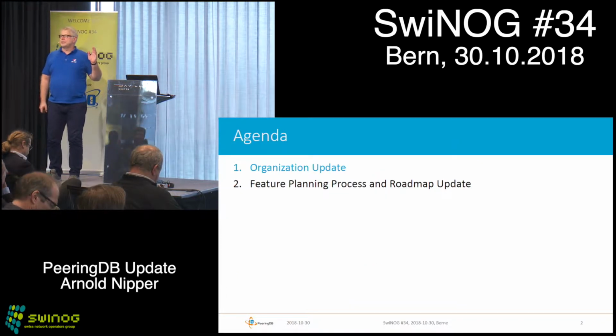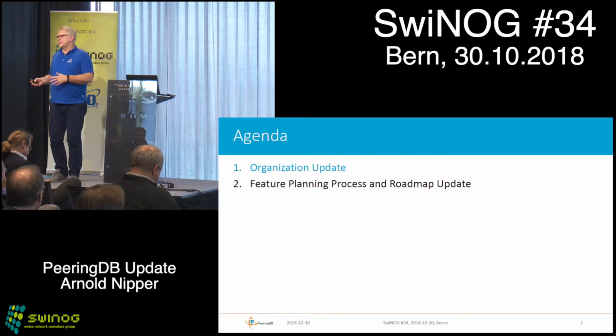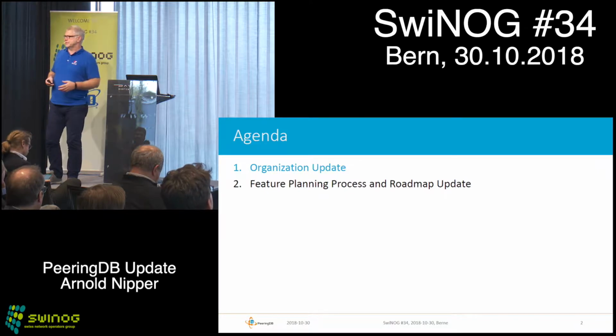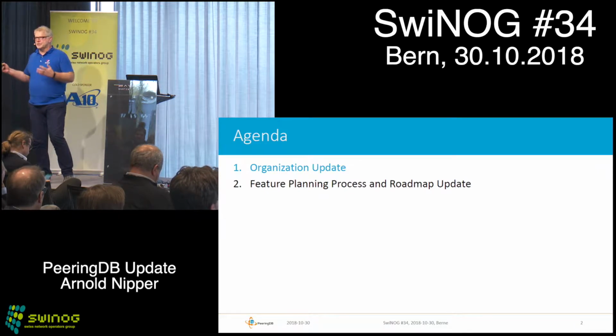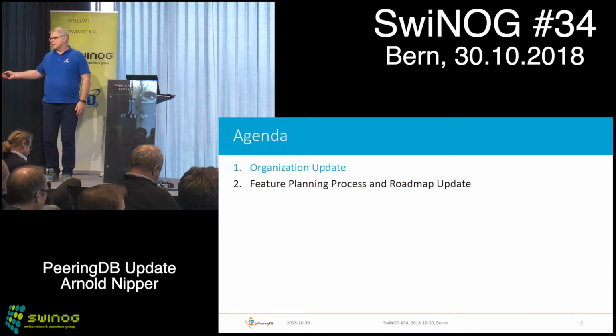So what is PeeringDB? For those who are new to SwiNOG, PeeringDB is a database where you find all the information you need for peering, for interconnection. So what basically are the three ingredients you need for interconnection? If you have a network, of course you need an ASN.